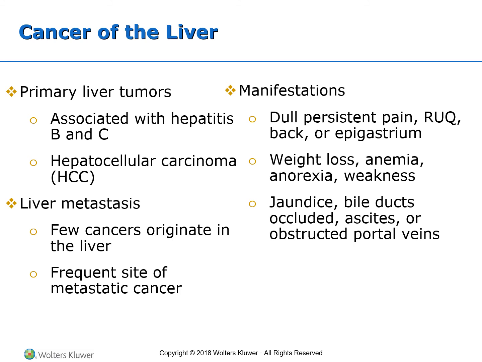With liver cancer, most of the time it is a metastasis. It is not something that originated in the liver. So primary liver tumors are not common, but most of the time you'll have liver metastases. So if they do catch it in the liver, they will be looking for the origin.